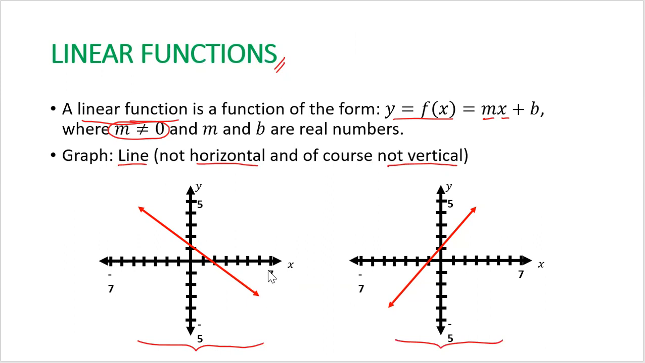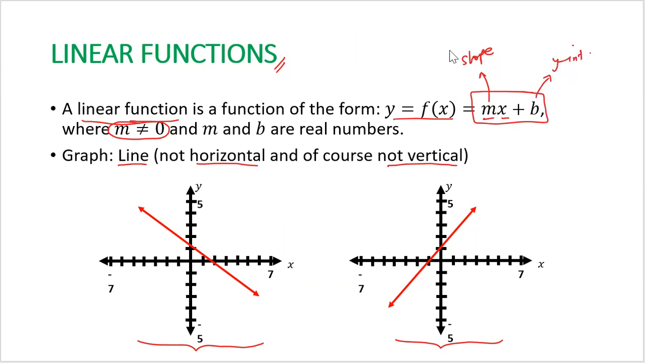The graph at the left side is a linear function that is sloping downward, while the graph at the right side is a linear function that is sloping upward. Now, in the given form of a linear function, the value of m is referred to as the slope of the line, and b is the y-intercept of the line.